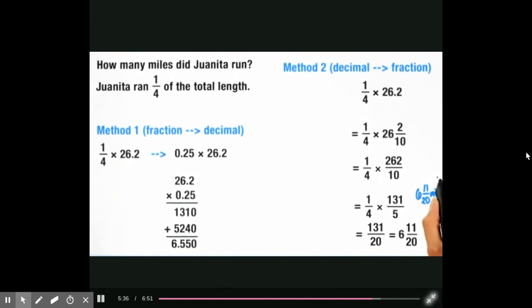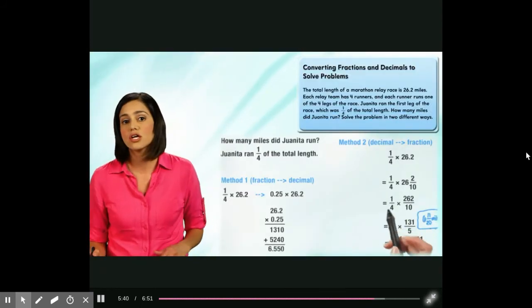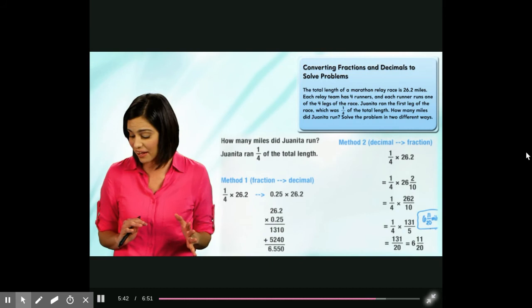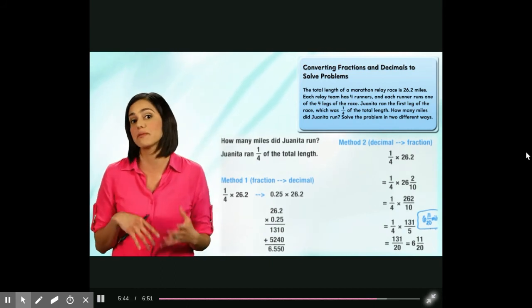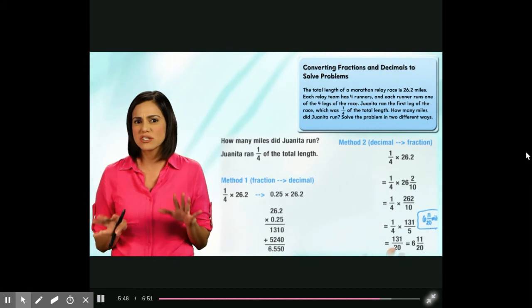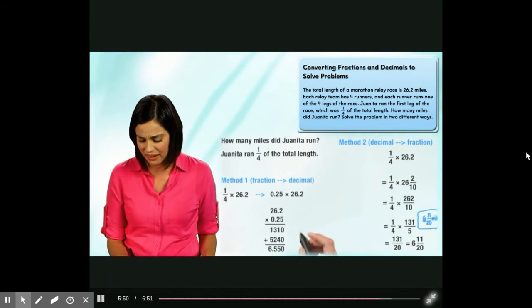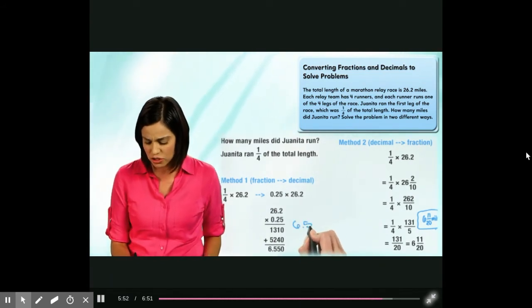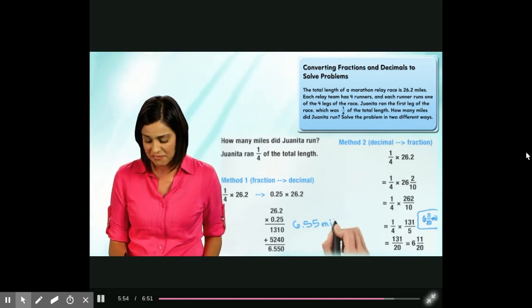Another way to make sure that these are equivalent is you can perform long division on your 131 over 20. And if you perform the long division, you will see that you will get that decimal. And there you have it, two different methods to do the same exercise.